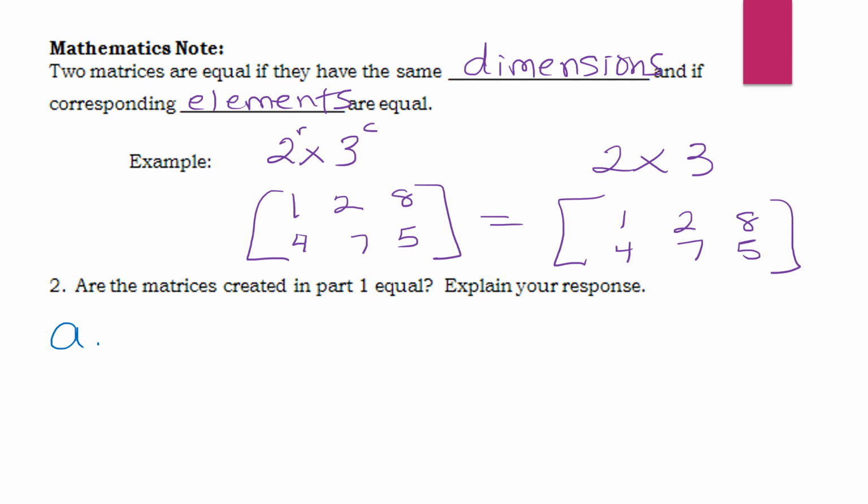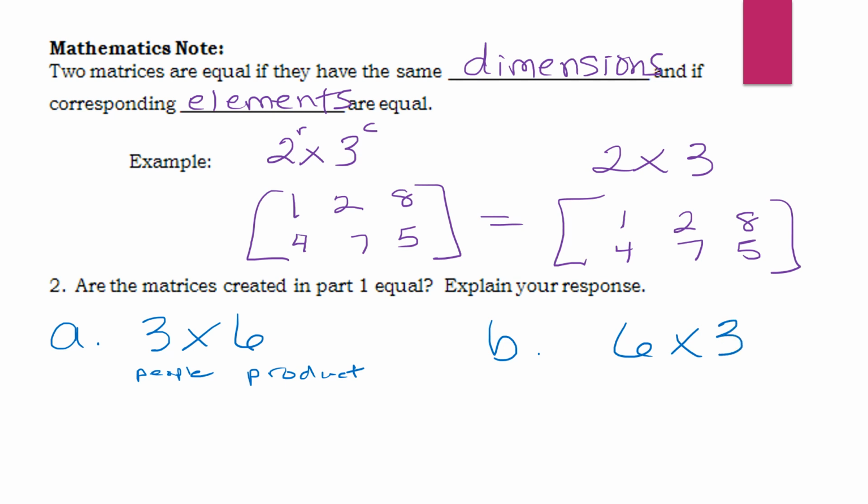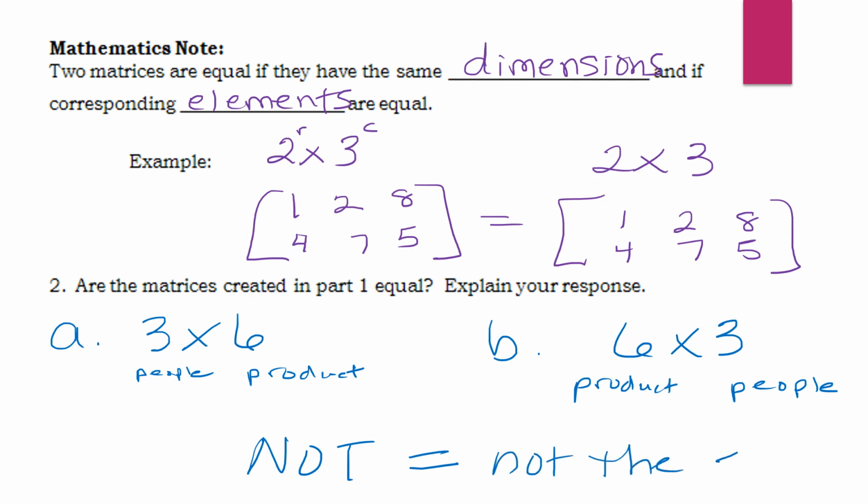Okay, the matrices that we created in part 1. In part A, we did a 3 by 6 where we had the people's names in the rows, and then we had the product in the column. And in B, we had a 6 by 3. So it was still all the same data, but we flip-flopped it. Now the products were the rows, and the columns were represented by the salespeople. So these two are not equal because they don't have the same dimensions. There you go. Even though it's the same data, they don't have the same dimensions, so they're not equal.